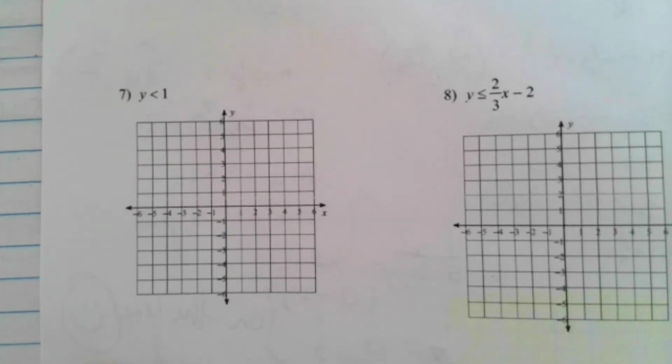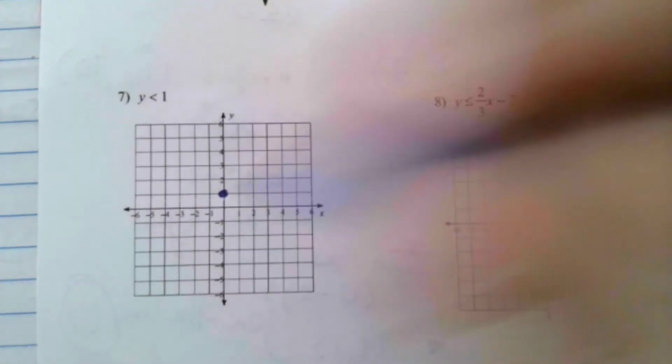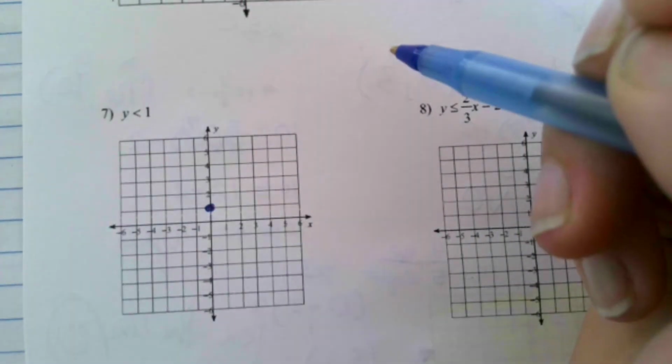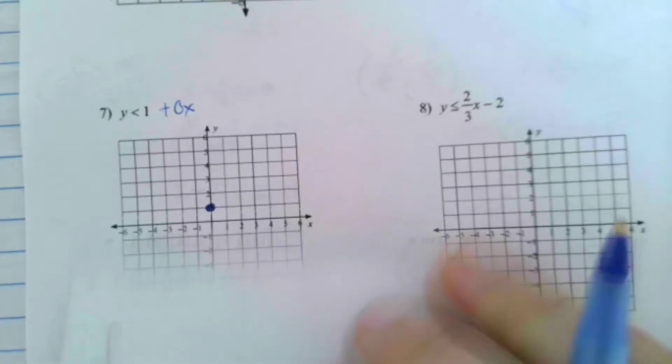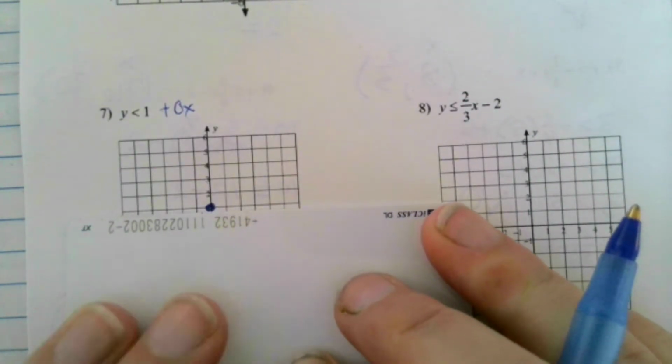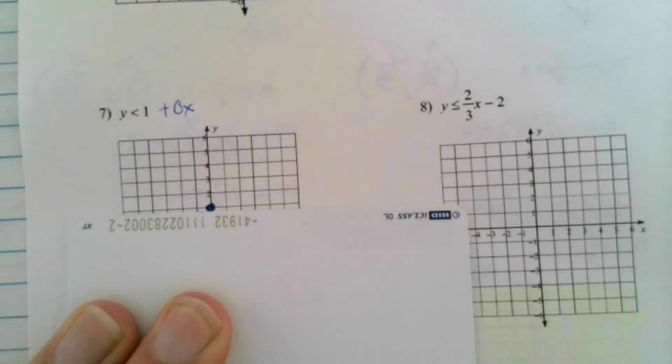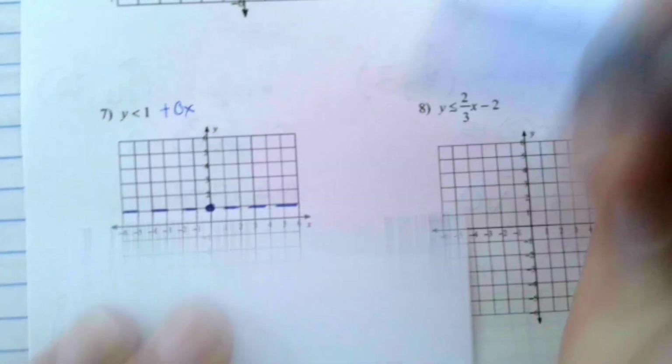What's my y-intercept? What's my slope? Are there any x's? So you can think of this as like 0x, which means it's perfectly flat. Undefined is straight up and down. So this is going to be flat. Undefined is when you have x equals. Straight flat is when you have y equals.